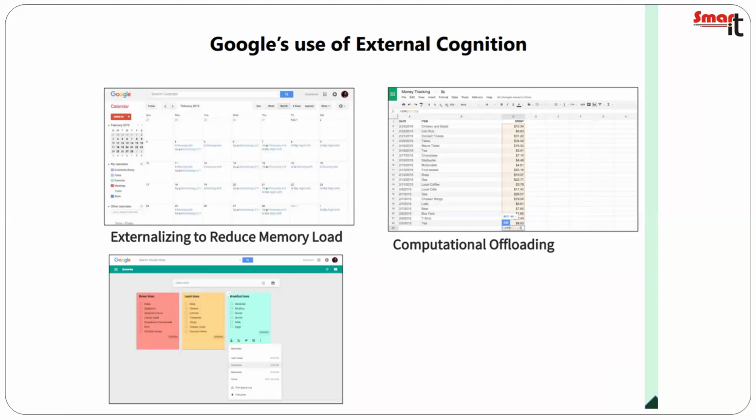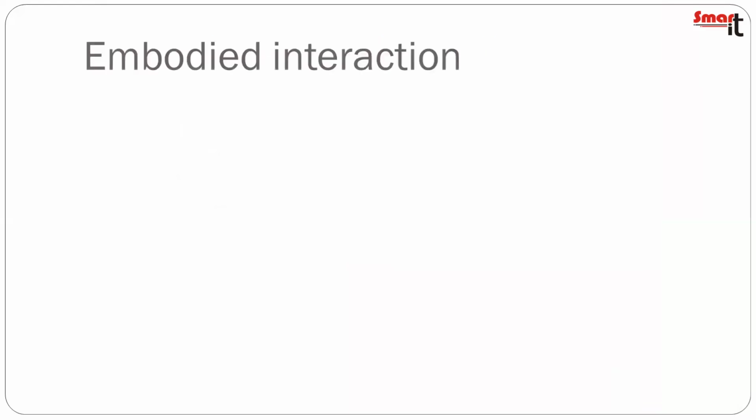So Google is using external cognition. It is using its own calendars, those things, right? It means it reduces the memory load. Google Drive, calendars, those drive capabilities are there. Then it will reduce memory load. Computational overloading will be reduced. So this is how Google uses external cognition.